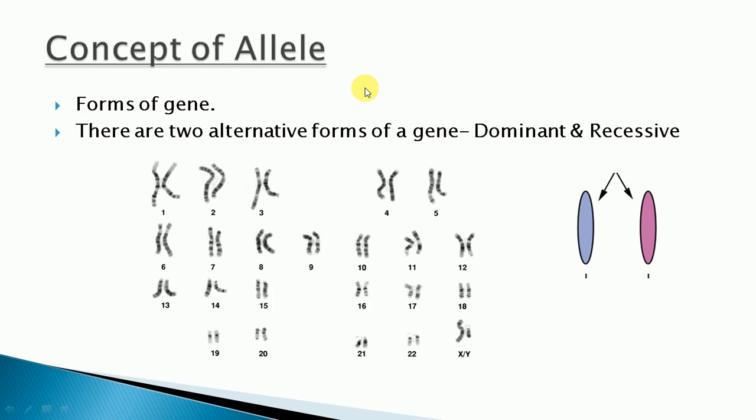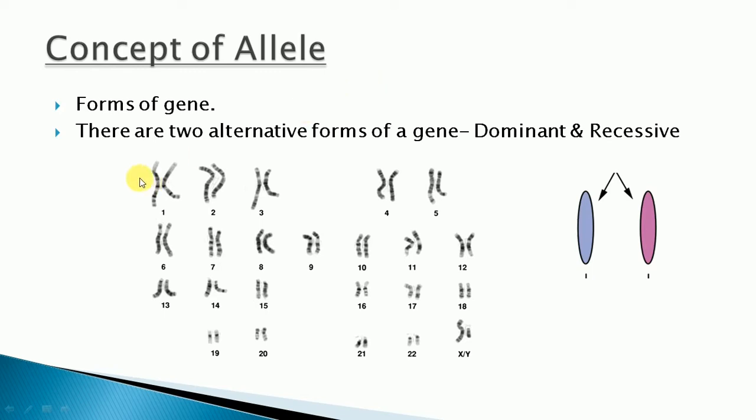So in this part we will study the concept of allele. In the previous part we studied the term genetics and what genes are. We studied that for a specific character a specific gene is responsible. Now that particular gene has two alternative forms. Those alternative forms are called alleles.